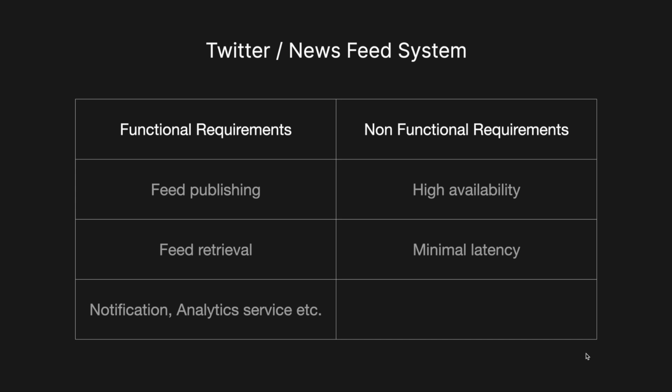Okay, so today we're going to be looking at designing Twitter or any kind of newsfeed system. So to start, let's jump straight into the functional and non-functional requirements. For the functional requirements, obviously we've got feed publishing, feed retrieval, and then we're also going to look into other services like notification and analytics. And then for the non-functional, we've got high availability and minimal latency.